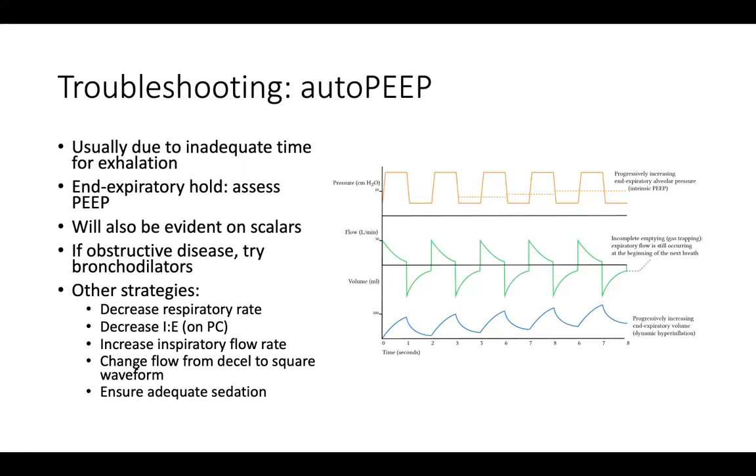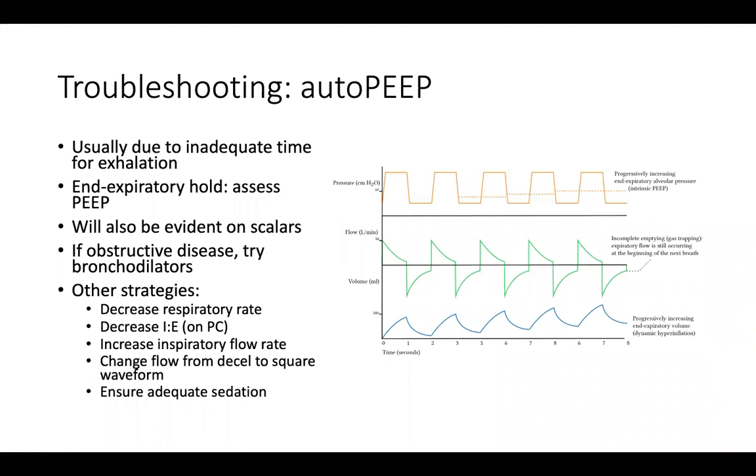But if you're looking at the scalars feeling a little uncertain that you're able to interpret them in real time correctly, you can also perform an end expiratory hold after the patient has exhaled all of their air, and see what the PEEP is that the machine measures. If that PEEP is higher than the PEEP that you're setting, you know that they are auto-PEEPing. Often patients will be auto-PEEPing if they have obstructive lung disease, COPD, or asthma. For those patients, you can try bronchodilators just to open up their airways.